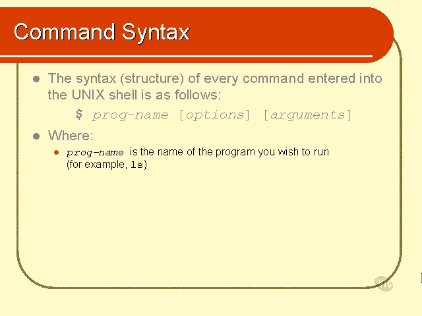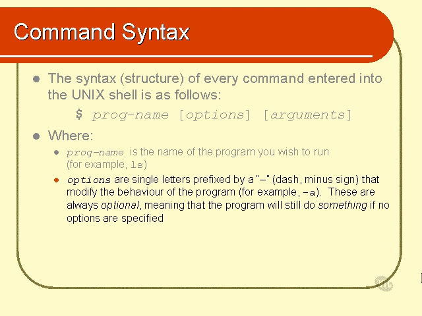So, prog name, first, is the name of the program you wish to run, such as ls or cal or uname or passwd or whatever it is. It's a simple one-word thing. There are no spaces in there. Next, we have some options. Now these are single letters, a single letter option such as -a. All options are prefixed by a dash, or a minus sign if you like, and any option that you specify modifies the behavior of the program that you're running.